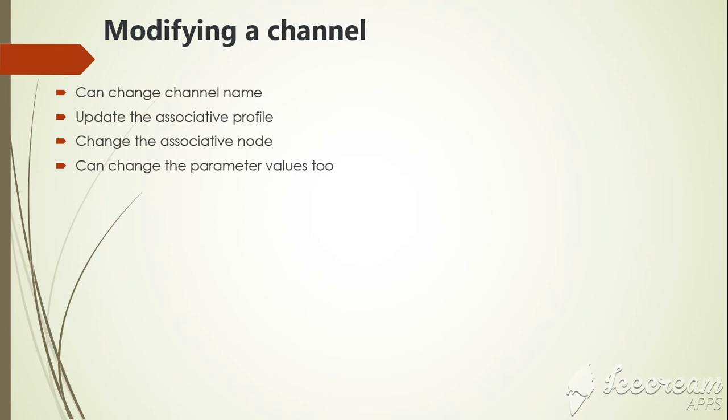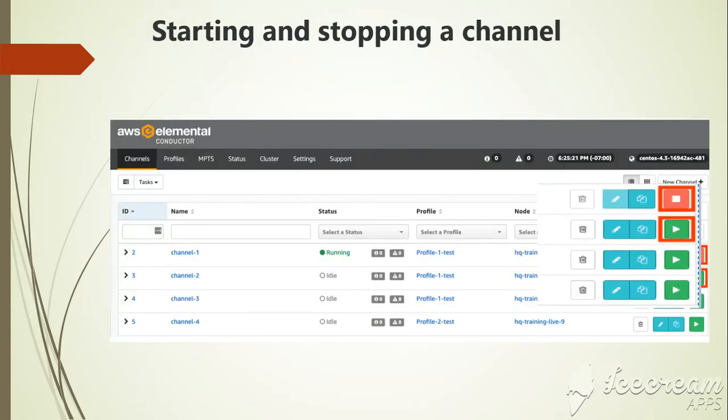So likewise, if it is not in broadcasting mode, you can stop the broadcasting and then you can do all the modification. You can change or update the profile and it will reflect in the broadcasting quality, and you can change the nodes. You can ask some other server to do the functionality, and you can change the other parameter values too.